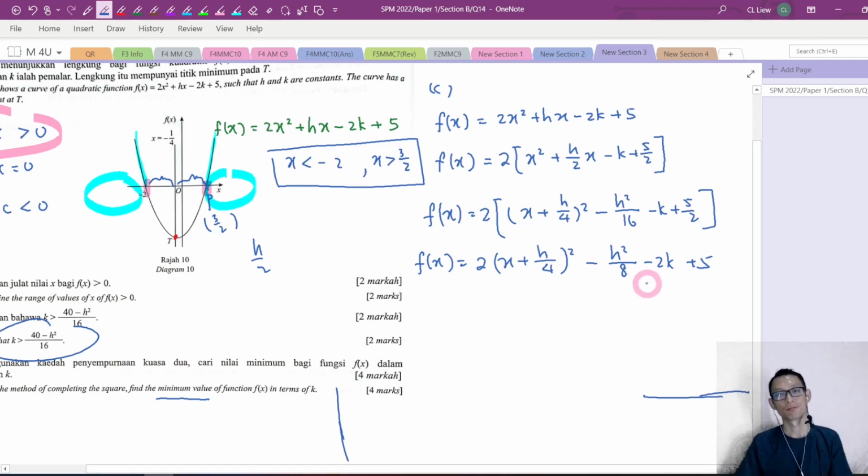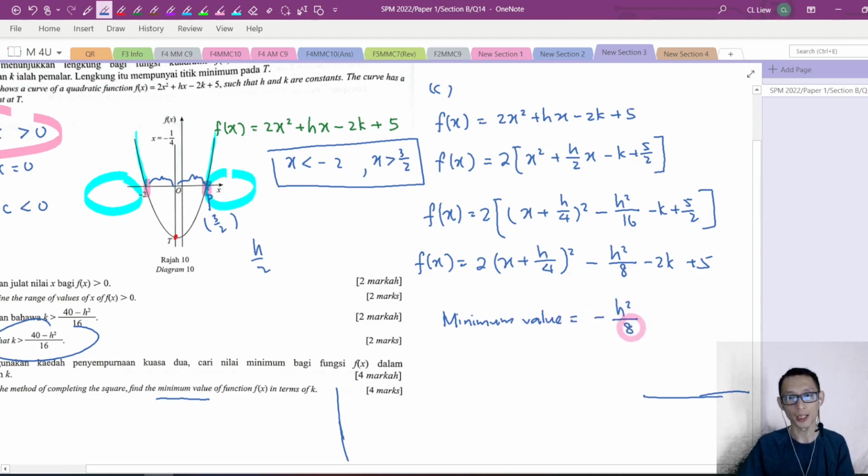Now, from here, we know this is a surrounding phase, right? So the minimum value will be this. But the problem is we don't have h. We want to get the h. So we know the minimum value is equal to negative h squared over 8 minus 2k plus 5. Okay, we want to find the h. Try to think, how do we get the value of h?